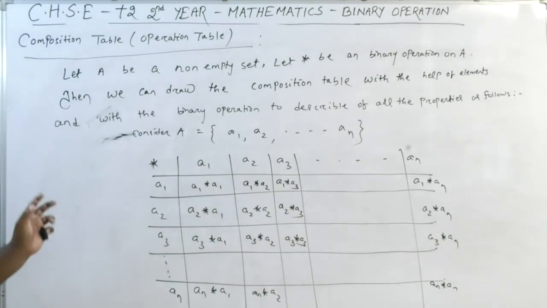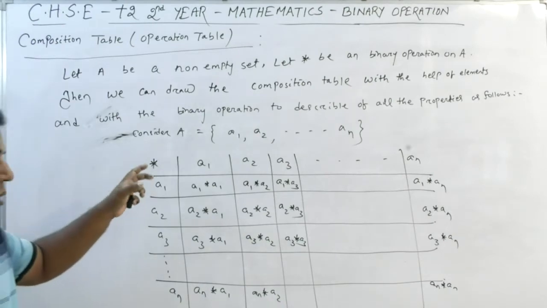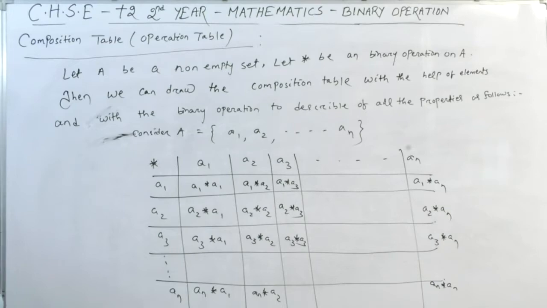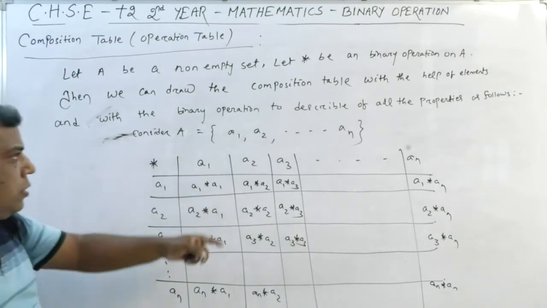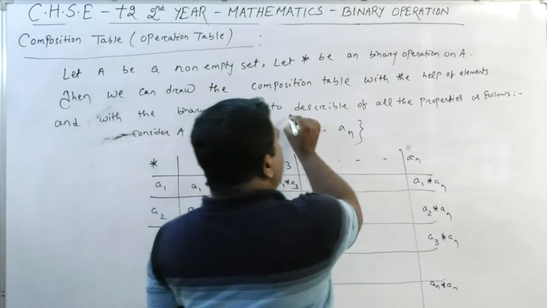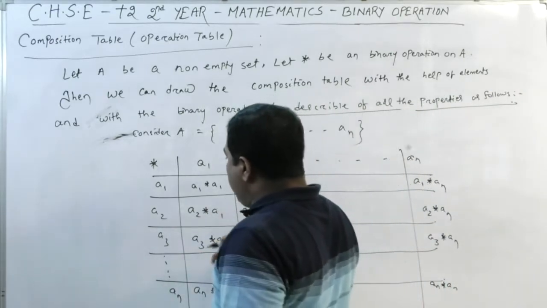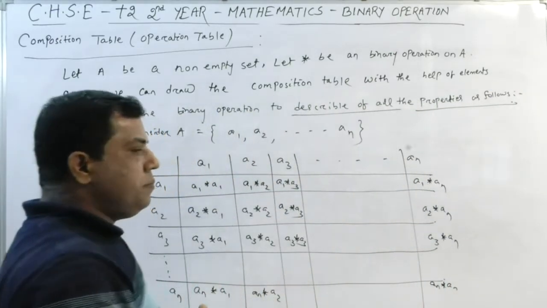You see it, and we will discuss the properties. As I told you, the composition table describes all the properties. So we will go through the properties one by one.